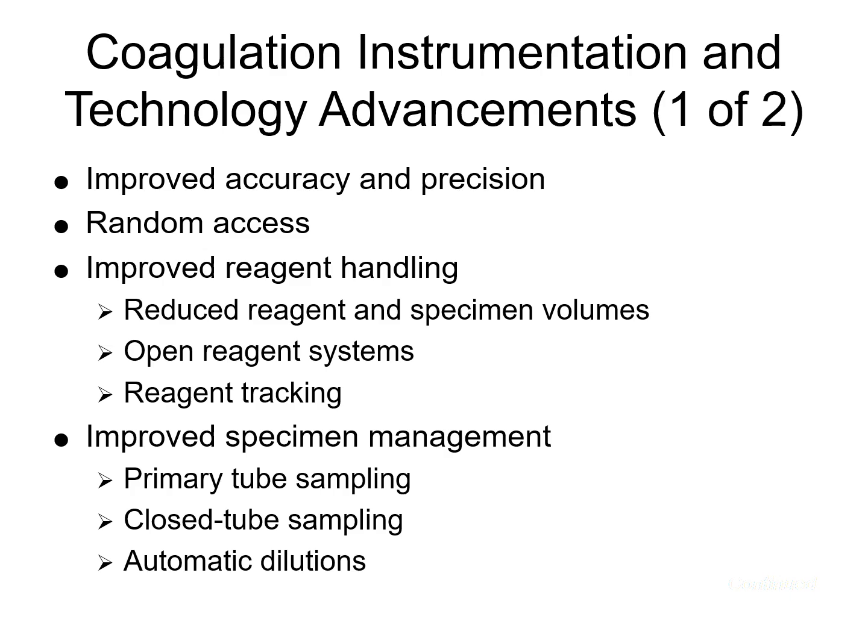We have closed tube sampling, where the instruments can draw sample through the sealed cap or septum without opening the tube. This helps to maintain specimen integrity and biosafety. We also have automatic dilutions, so automated dilution of samples and reagents for assays requiring multiple concentrations. This enhances accuracy and saves time.